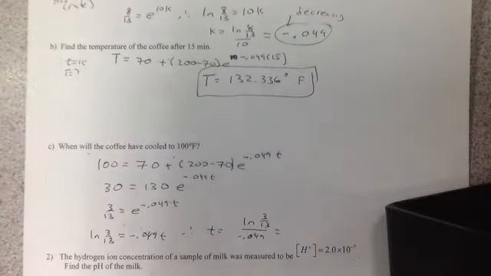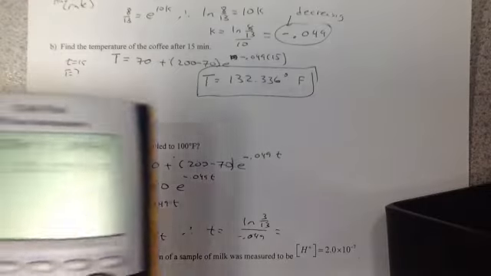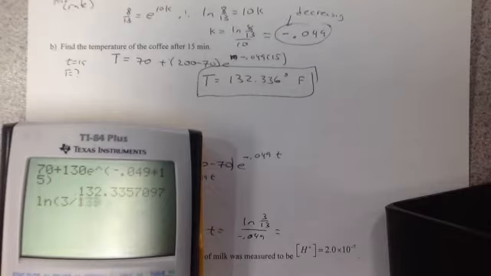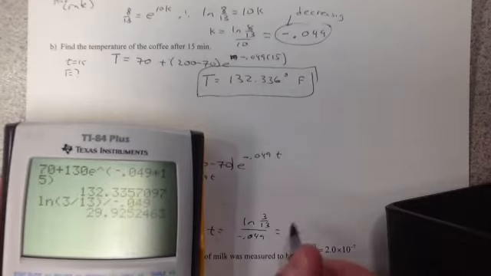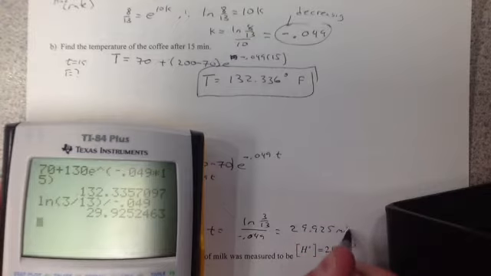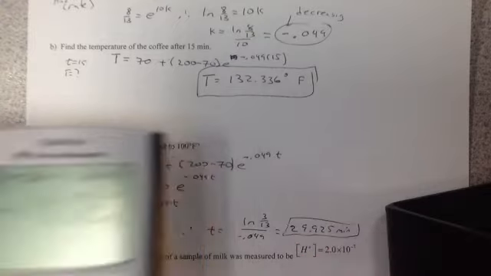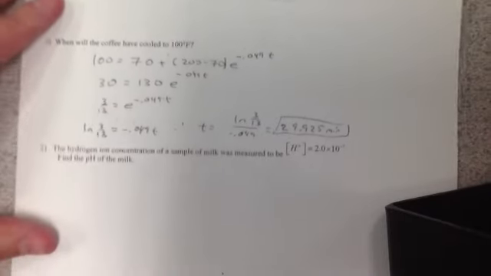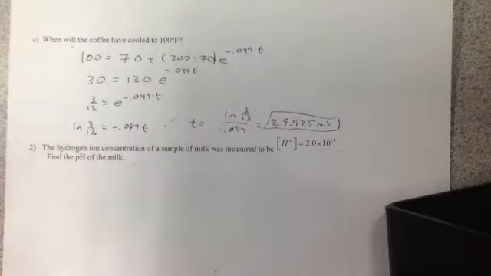Sorry about that. That's what it looks like. I type it all in. Natural log 3 over 13, and I divide that by negative 0.049. And we get out 29.925 minutes. So almost a half an hour for it to reach 100 degrees Fahrenheit. Very easy to do.